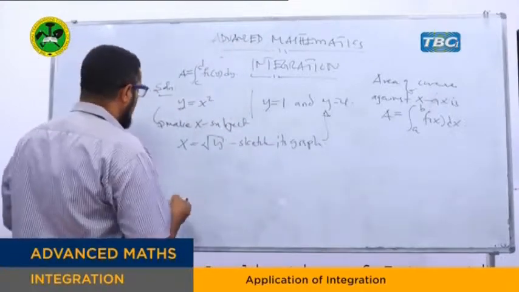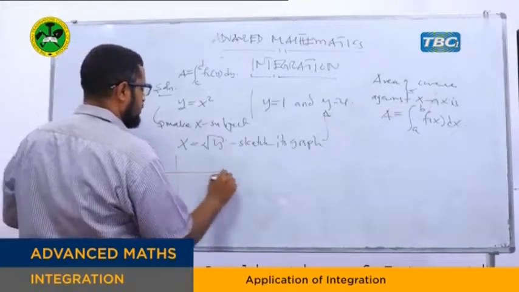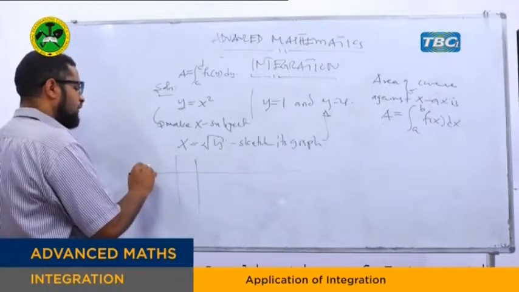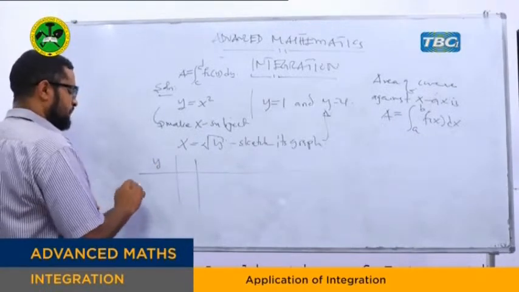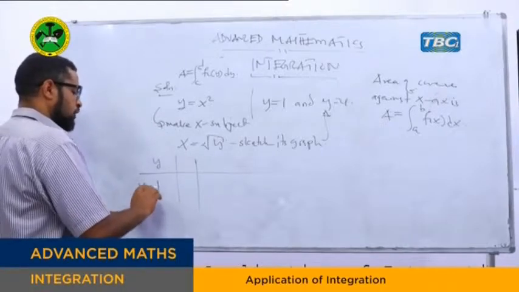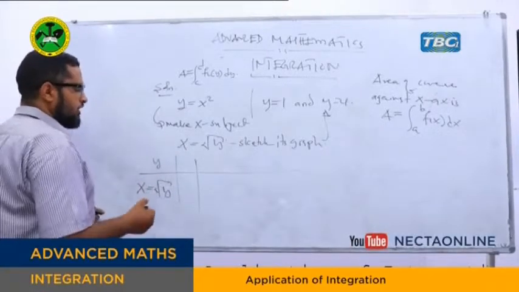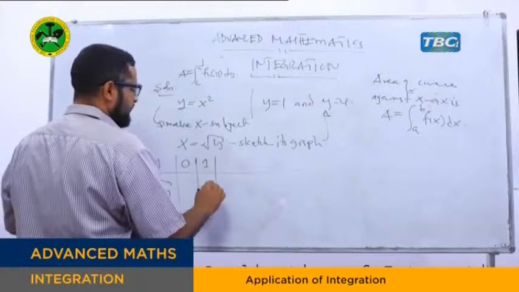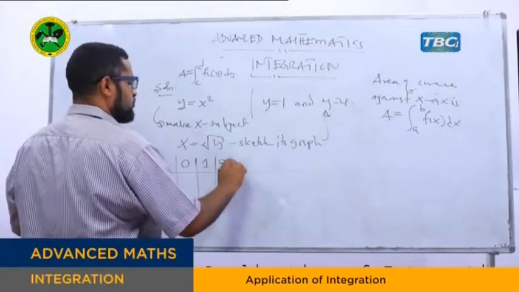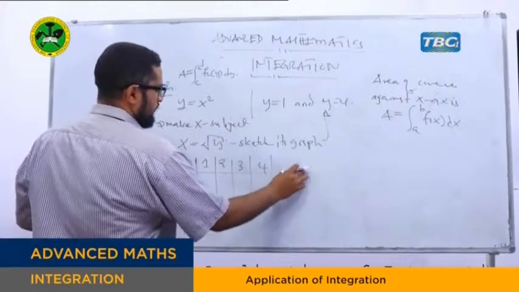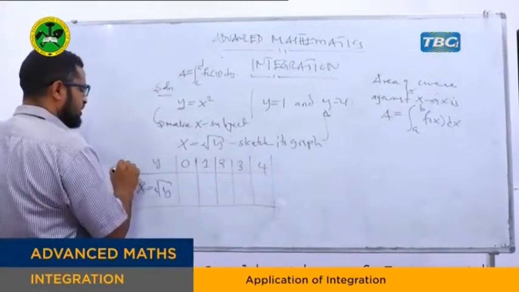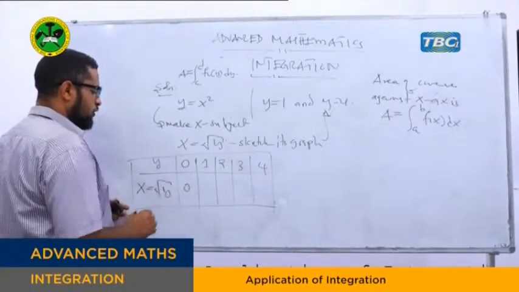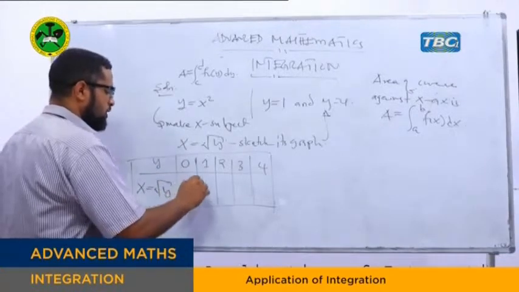Now remember, to sketch the graph, you can simply use a table. Here we are writing the value of y and our function, x equal to the root of y. Let's take the values we are given, starting from 0, 1, you may have 2, 3, and then 4, because we're just sketching without using a scale. So the root of 0 will be equal to 0. The root of 1 will be equal to 1.